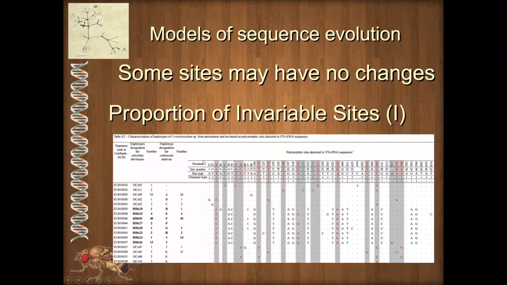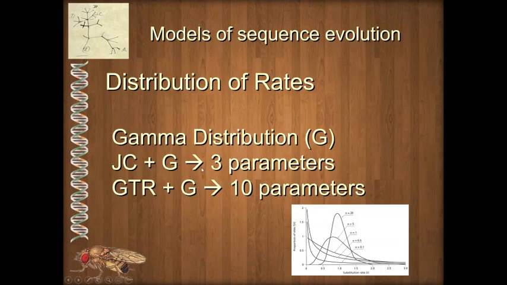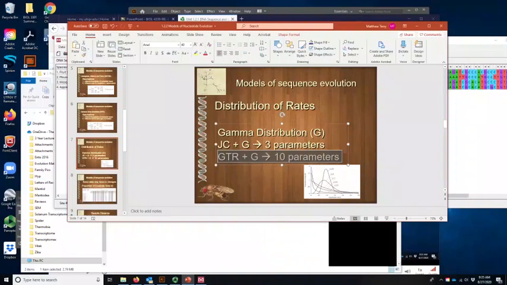So we might now, and I'll just do it back here, want to add a final parameter to our model of evolution where we would add in a proportion of invariable sites. And so we would estimate 4 parameters now. Here we'd now be up to as many as 11 parameters if we added in our proportion of invariable sites.